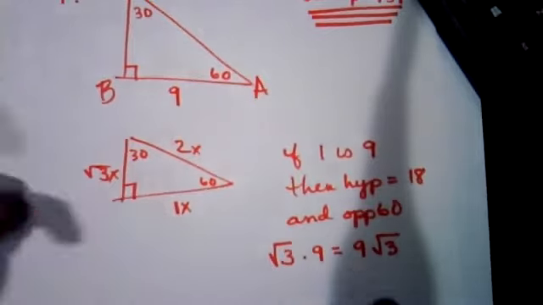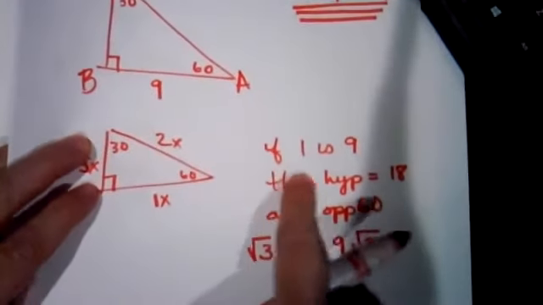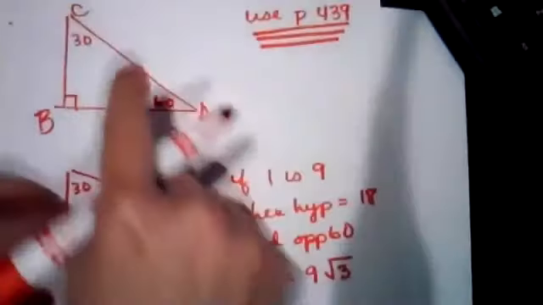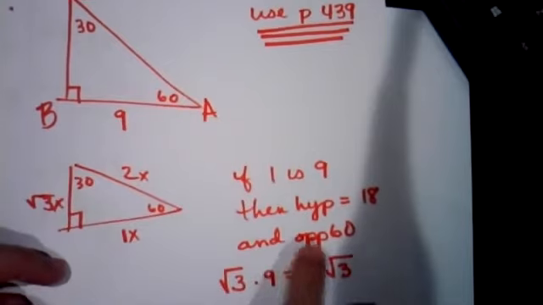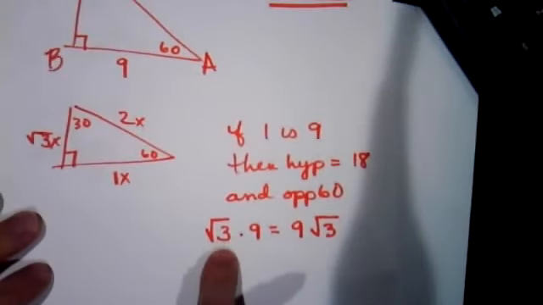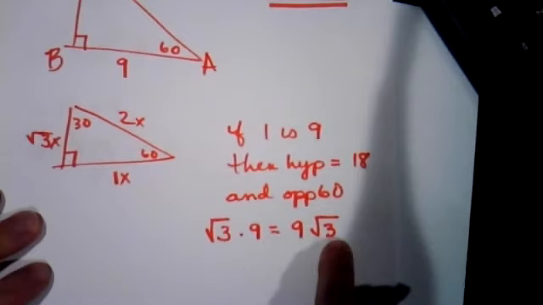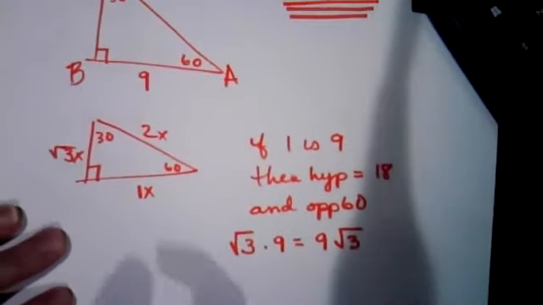Let's just say that. Okay, so in this case, the form, if 1 is 9, okay, then the hypotenuse, this one right here, is 18. And then the opposite of 60 across this is right here. So the square root of 3 times 9 gives you 9 times the square root of 3. Okay, and on this, we have solved everything.